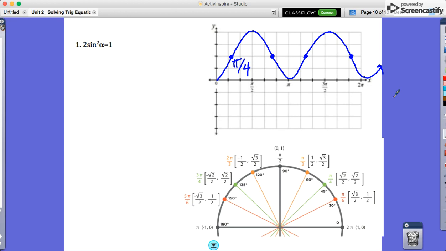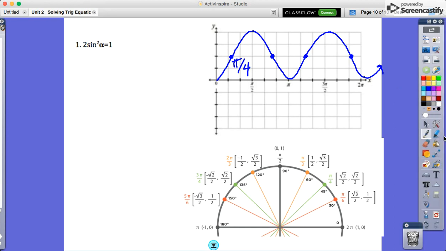So if I want to solve this thing algebraically, I want to get sine alpha by itself so that I can evaluate the inverse sine. So in order to do that, what is my first step in isolating sine? Divide by 2. And if I do it on the left, I have to? Make it 1/2. So now I have sine squared alpha equals 1/2.